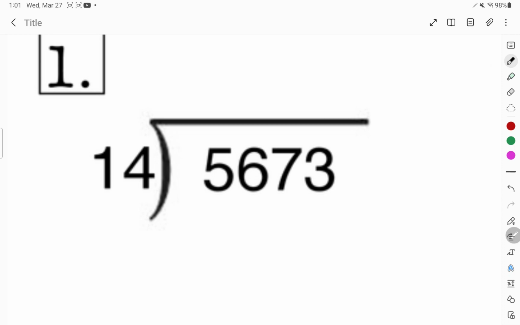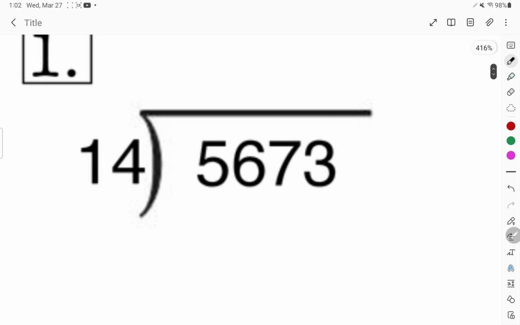There's two things that you have to look at whenever you're dividing. There's going to be a number on the outside, and a number on the inside. The objective of division is you're going to try and figure out how many of the outside number fit into the inside number. So how many 14s fit into 5,673? That's our goal. So let's go ahead and start working on this.